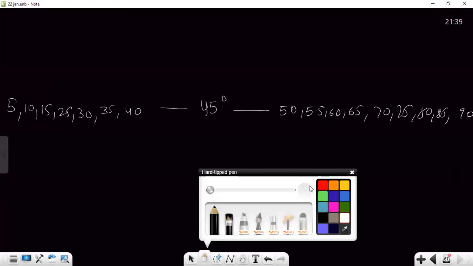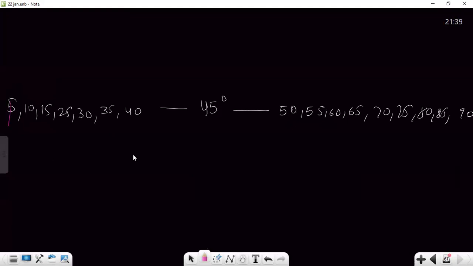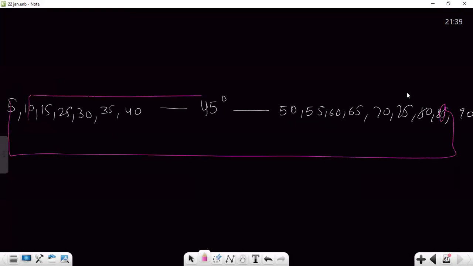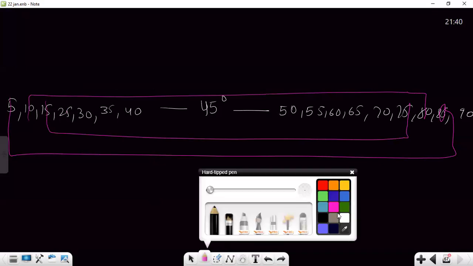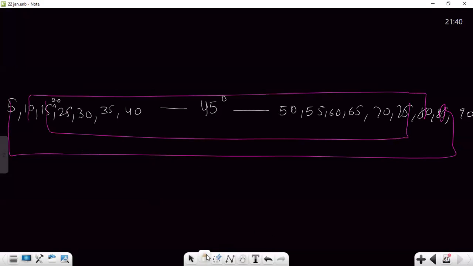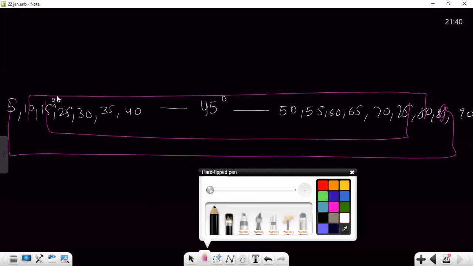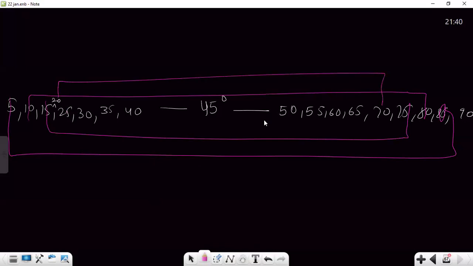See, pairs. 5 will get paired with 85. 10 will get paired with 80. 15 plus 75 is 90. 25 plus, sorry, we have missed one more figure here. After 15 comes 20. Here 20 will get paired with 70.